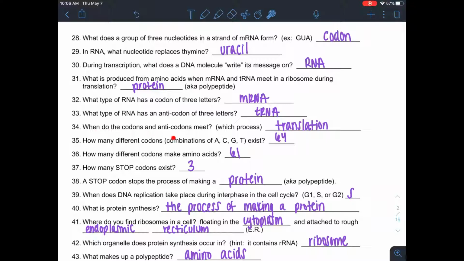34, when do the codon and anticodons meet? In which process? Again, we're talking about it, it's translation, right? We are taking that message and now executing the creation of the proteins.